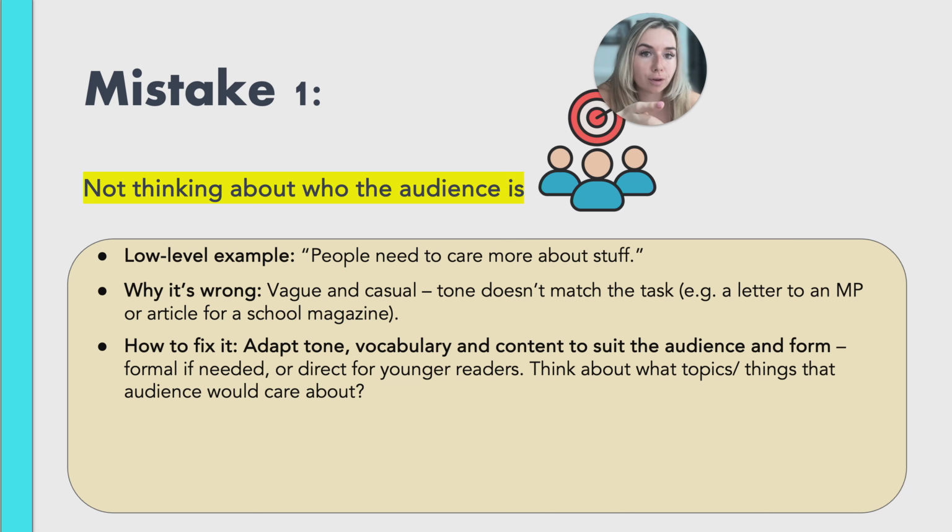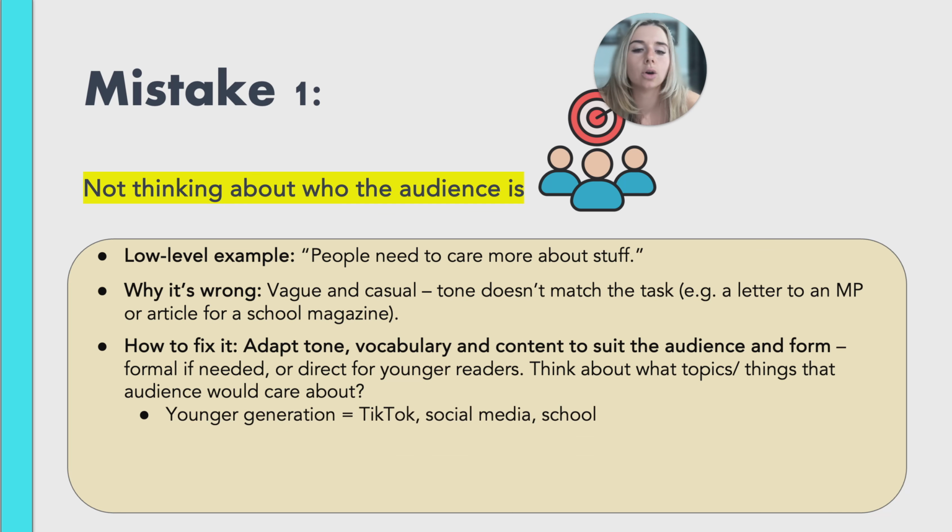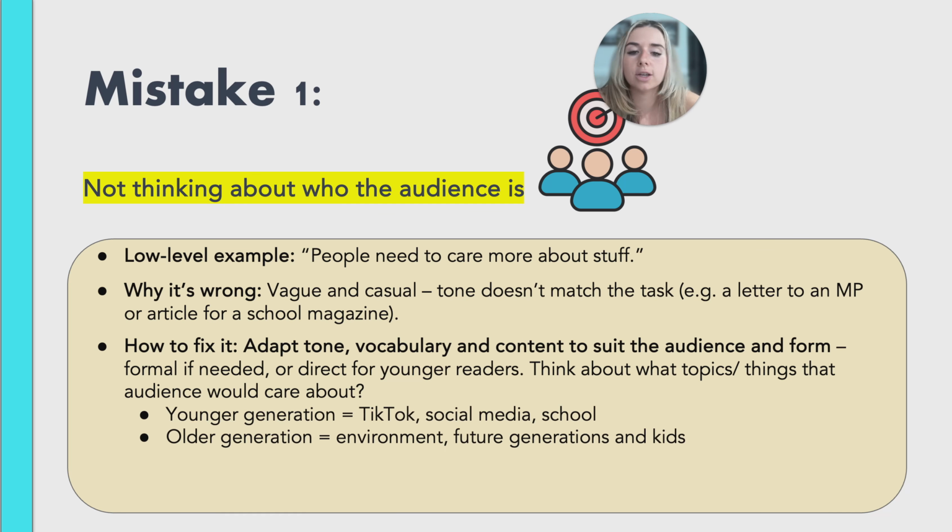The way you would talk to your friends is not the same way you talk to your parents about things. So you would adapt your tone to do the same in your writing. So it's formal if it's needed, or direct to younger readers. Think about what topics or things the audience would care about. So younger generation: TikTok, social media, school. Older generation: environment, future generations, and kids.